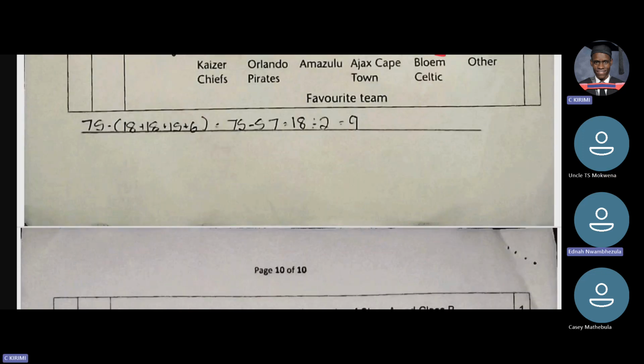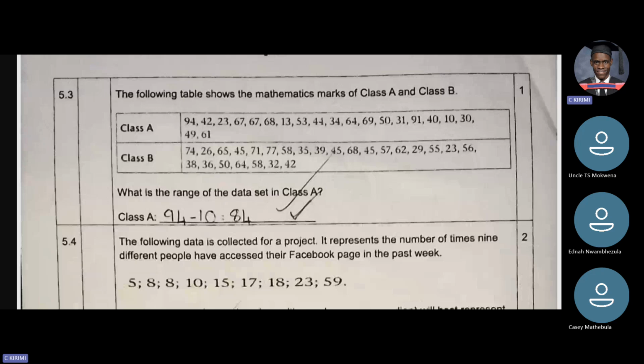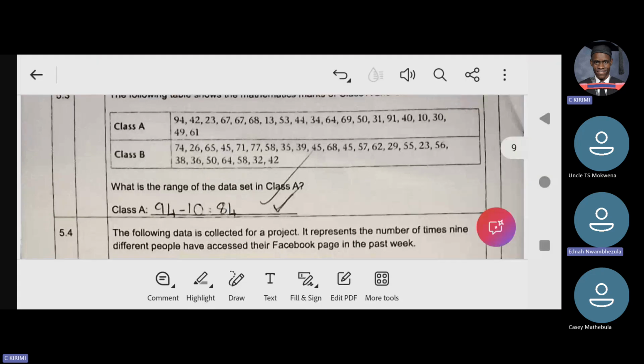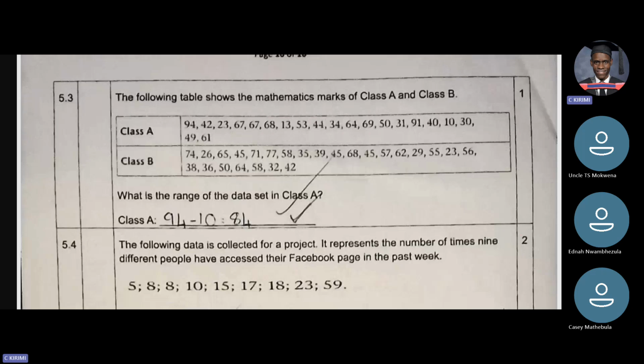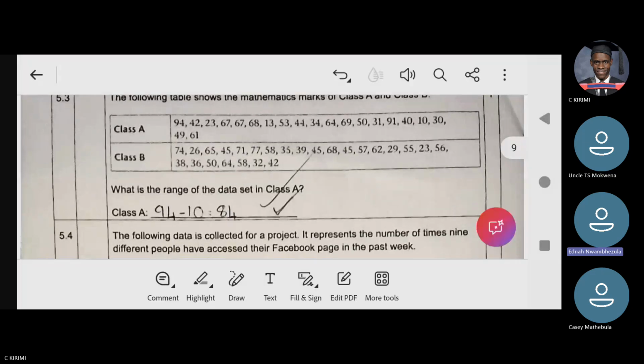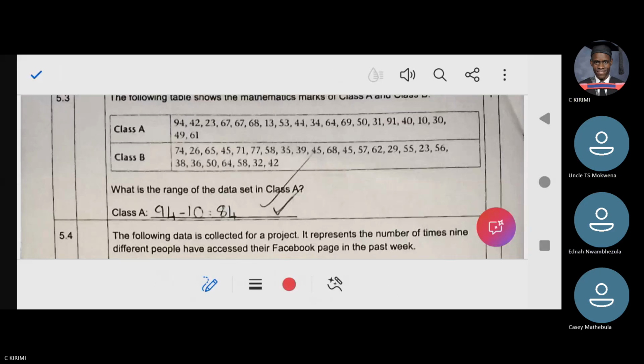Then the last question is saying now you are given the following data, which shows mathematics marks for class A and class B. Are these marks put in ascending order? No. So first you must write them in ascending order. You put these marks for class A in ascending order, smallest to biggest. You also put these marks in ascending order, smallest to biggest.